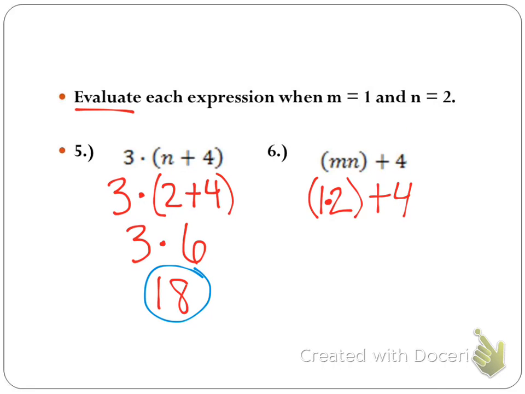Get rid of that. Okay, but we know we need to start inside the parentheses. 1 times 2 is 2. We rewrite everything else that did not change. And 2 plus 4 is 6.